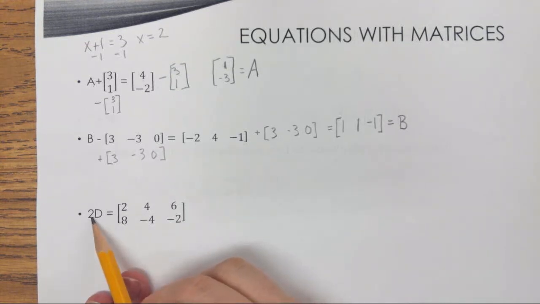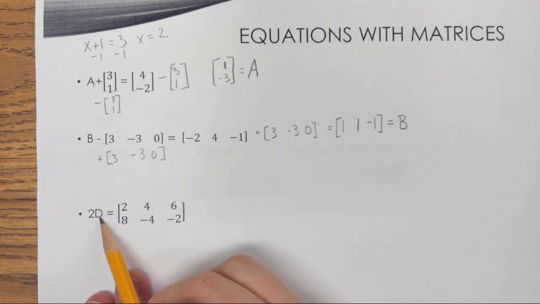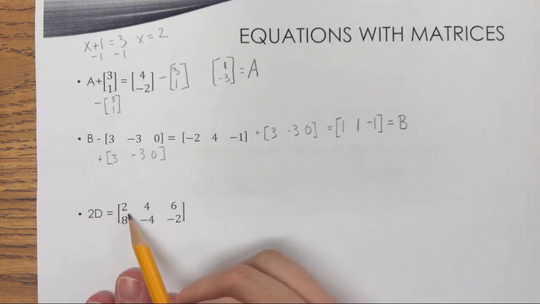Alright. Now I've got this one. I've got 2 times the matrix D, and I'm saying that that is equal to this.